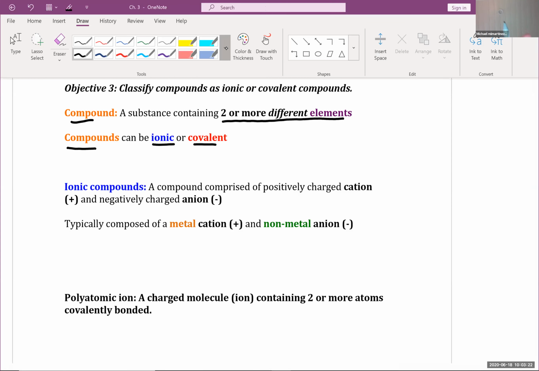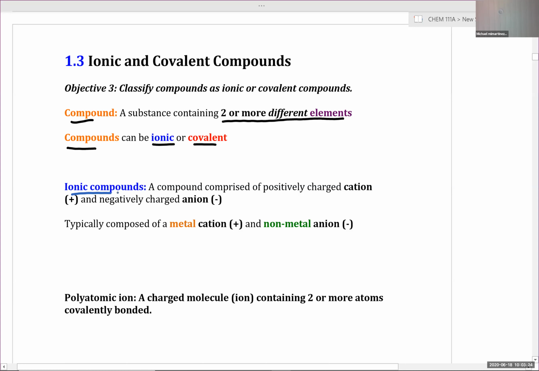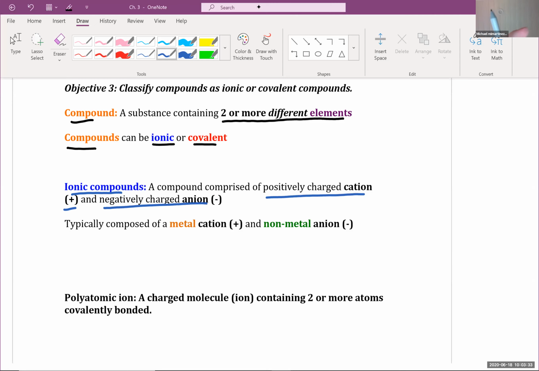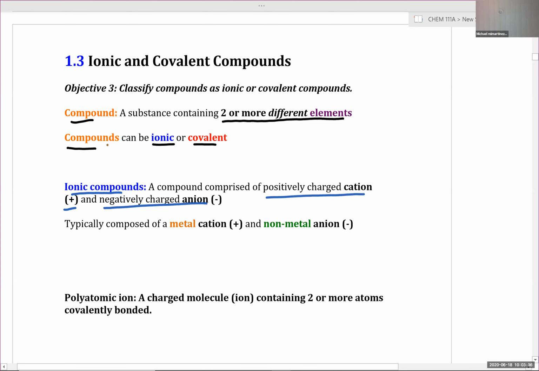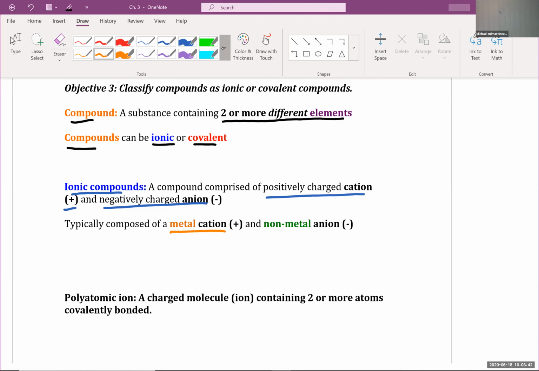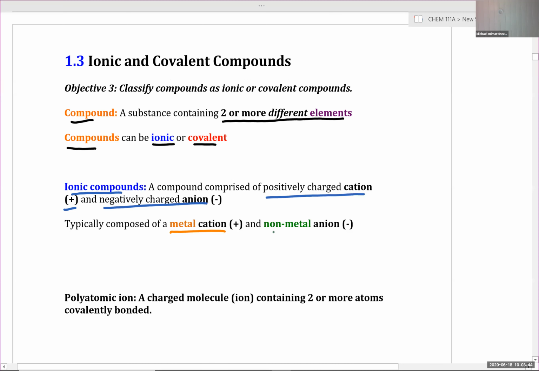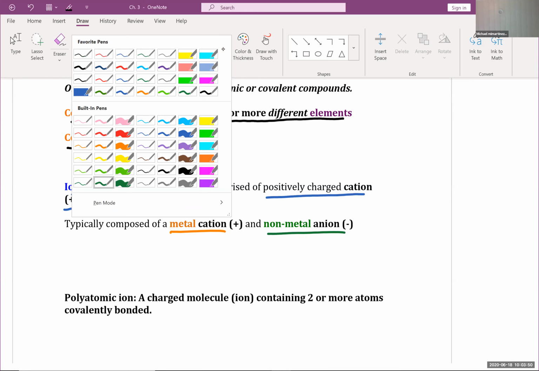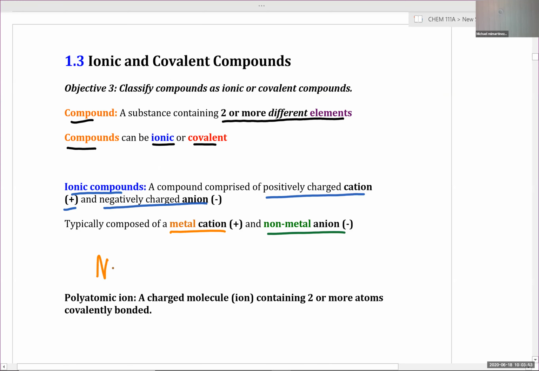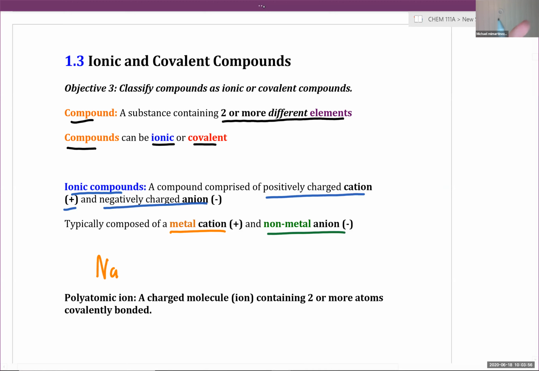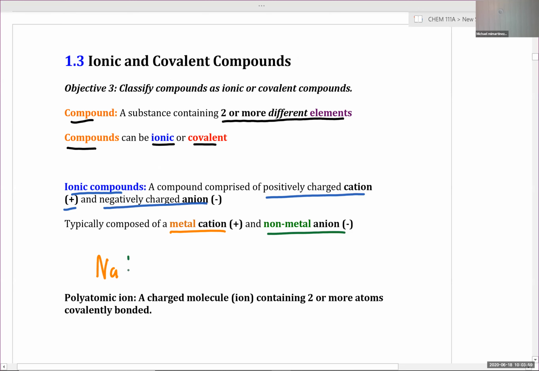So our ionic compounds are composed of a positively charged cation and a negatively charged anion. Overwhelmingly, for ionic compounds, you're typically going to see a metal cation and a non-metal anion. To give you an example of that kind of formula, we could have sodium fluoride, where sodium is our metal cation and fluorine is our non-metal anion.